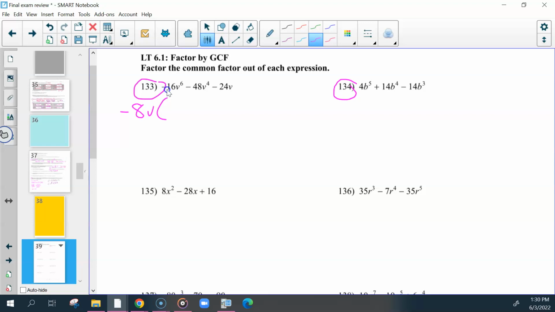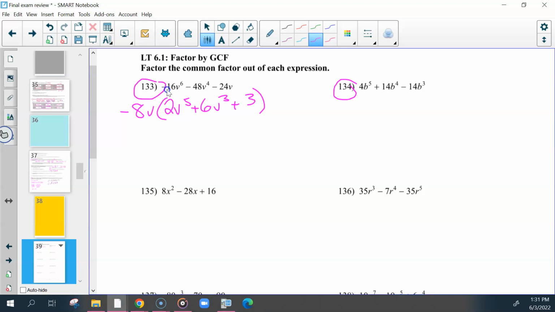So if I divided negative 16b to the 6 by negative 8b, that would be a positive 2. B to the 6 over b would be b to the 5th. We took 1 out. Negative 48b to the 4th divided by negative 8b would be positive 6b to the 3rd. And then these last 2 would be positive 6. It should be 3, not 6. There we go.